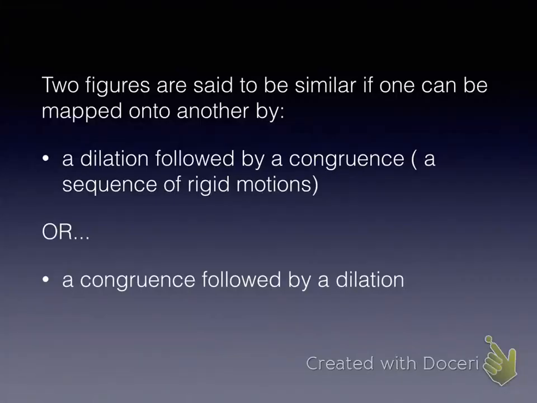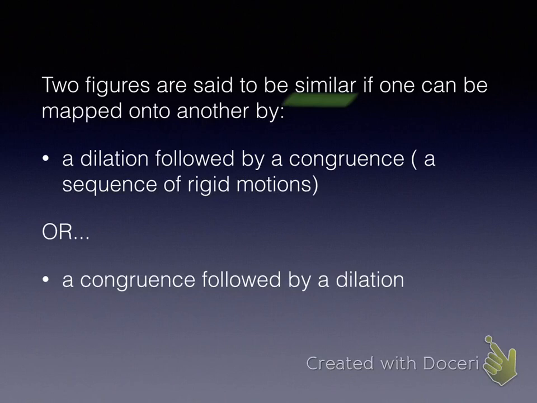Okay, so here's our definition. Two figures are said to be similar. So similar is what we're defining here. Two figures are said to be similar if one can be mapped onto another by a dilation followed by a congruence. And remember, a congruence is a sequence of rigid motions like translations, reflections, rotations, or a congruence followed by a dilation. So in other words, it doesn't matter what order you do the dilation and the congruence in, as long as the two figures are mapped onto one another.